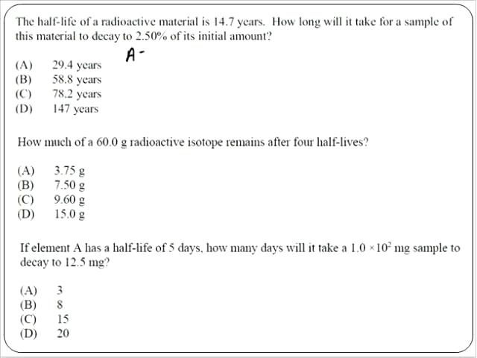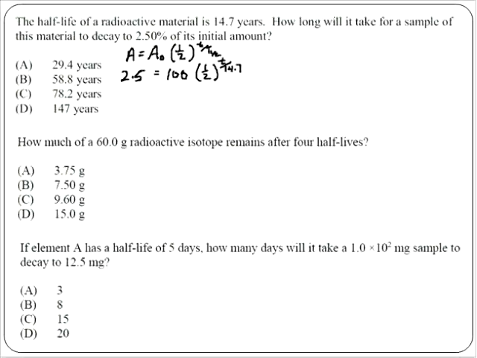So remember the formula. A equals A0 times a half to the power of t divided by t1/2. So let's work it out. The amount remaining has to be 2.5%. The original amount then must have been 100%. And I've got a half to the power of, the half-life is 14.7. T I don't know.